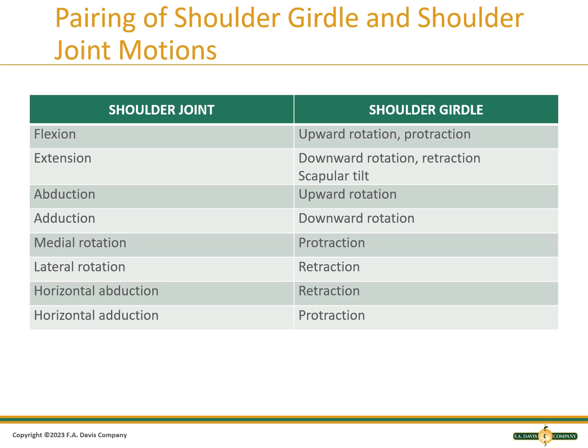For abduction, we need upward rotation of the scapula. For adduction, we need downward rotation of the scapula. With medial rotation, we need protraction of the scapula, and lateral rotation requires retraction of the scapula. Horizontal abduction requires retraction of the scapula, and horizontal adduction requires protraction of the scapula.